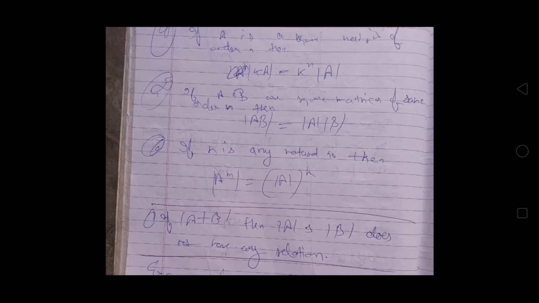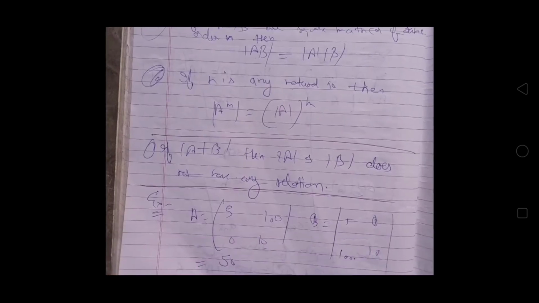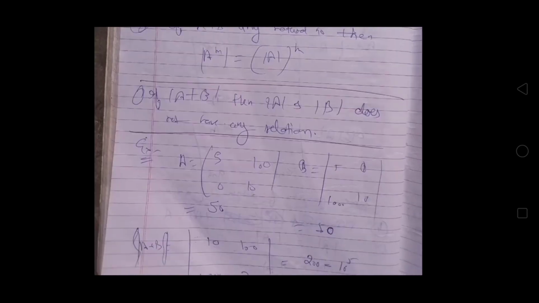The sixth property says if m is any natural number, then the determinant of A raised to the power m is the mth power of the determinant of A. The seventh property says the determinant of A plus B and the determinants of A and B do not have any relation. Now see this example.